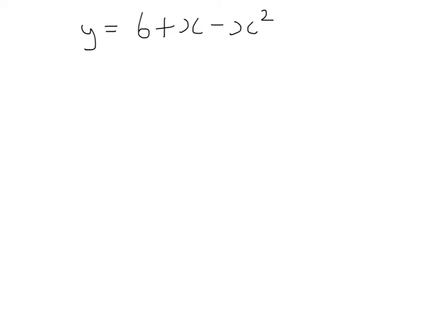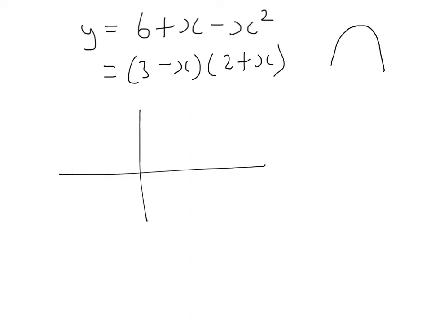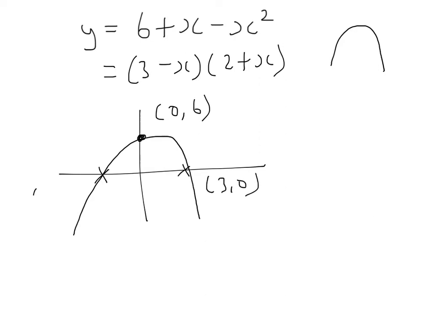Now let's think about how to sketch the graph of y equals 6 plus x minus x squared. Because it's a minus x squared, it's this shape. This factorises to be (3 minus x)(2 plus x). So I know that the graph goes through x equals 3 and y is 0, and x is minus 2 and y is 0, and it's this shape here. This point here is when x equals 0, so that's at (0, 6). So this is (3, 0). And this is (minus 2, 0).